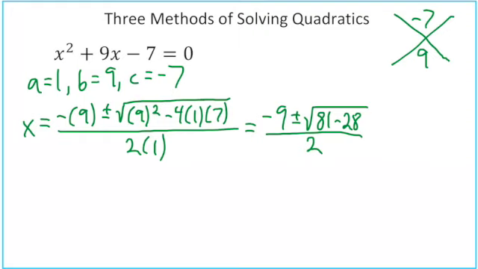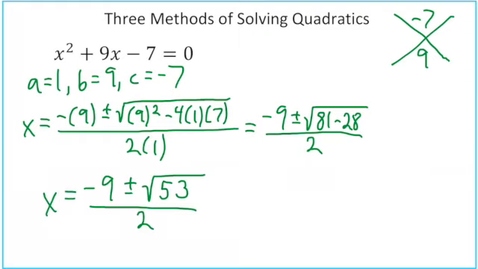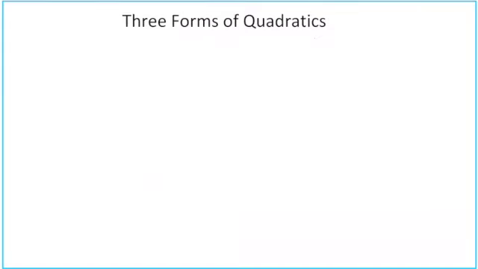We simplify one more step, and we get negative 9 plus or minus radical 53 over 2. There's no way to simplify radical 53, so this is our final answer, and quadratic formula is definitely the best method to solve this one. The next thing we're going to do is take a look at the 3 forms we have for quadratics, and we'll talk about the benefits of each one and how you would graph for each one.